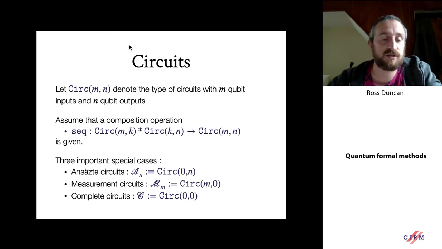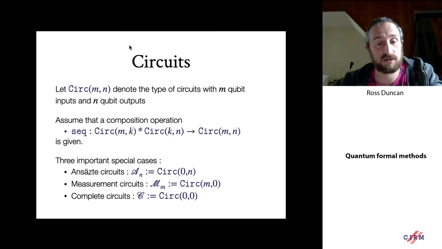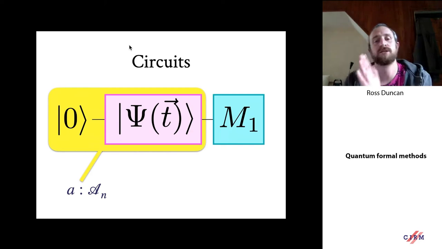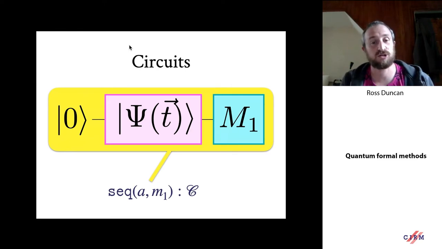And within the class of circuits, there are some particularly useful ones, namely the ansatz circuits, which don't take any inputs. So as before, we can just assume that their initial state is prepared in some known state. The measurement circuits have inputs, but no outputs, because every qubit would be measured. And what we would get by composing an ansatz with a measurement would be a complete circuit. So there's no inputs and no outputs. I'm going to call that one curly C, and that's equivalent to Circ 0, 0. And you can see how that fits into our earlier picture. The state preparation part of our computation is one of these ansatz circuits. The measurement at the end is indeed a measurement. And if we compose them together, I get this complete circuit, which will just be generating results for me.